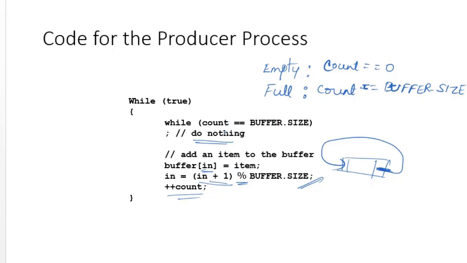I repeat, when buffer is full, the producer cannot proceed. Otherwise, it will produce an item which will be put into the buffer pointed by in. After dumping it in, we are advancing the pointer to point to the next free space available in the buffer. Also, we are incrementing the count value by 1.